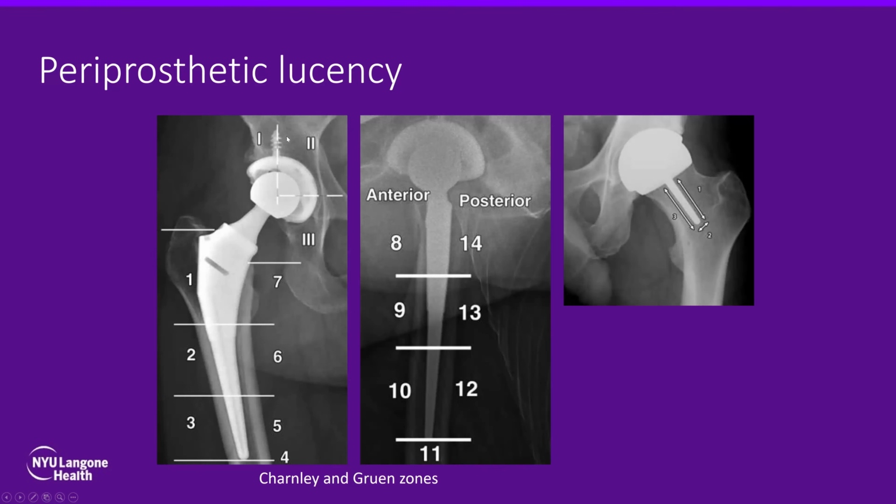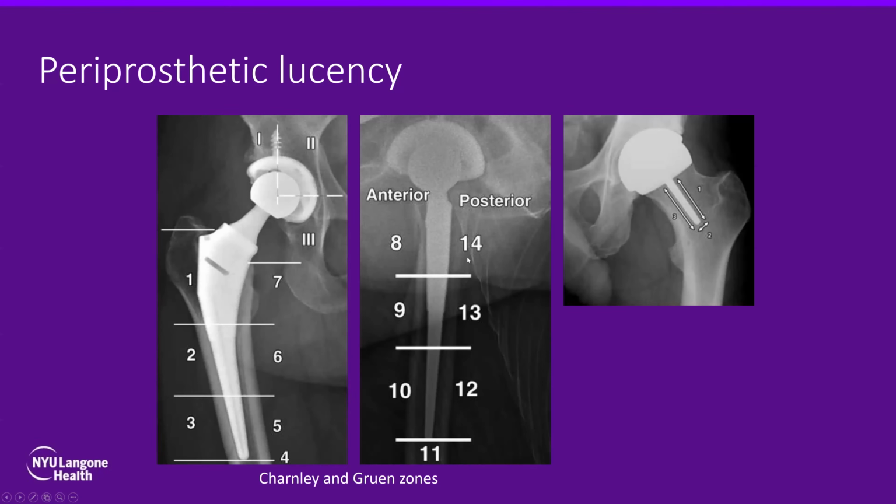We have the Charnley zones, which are for the acetabular cup. We have zone 1, 2, and 3. That's it. Superolateral, supermedial, and inferior: 1, 2, 3. And we have the Gruen zones. Gruen zones are for the femoral stem. Gruen zones, we comment on them on the AP and lateral view, right?